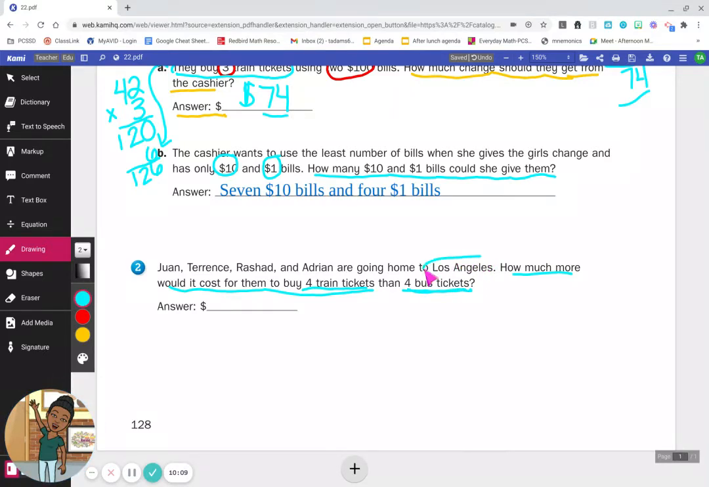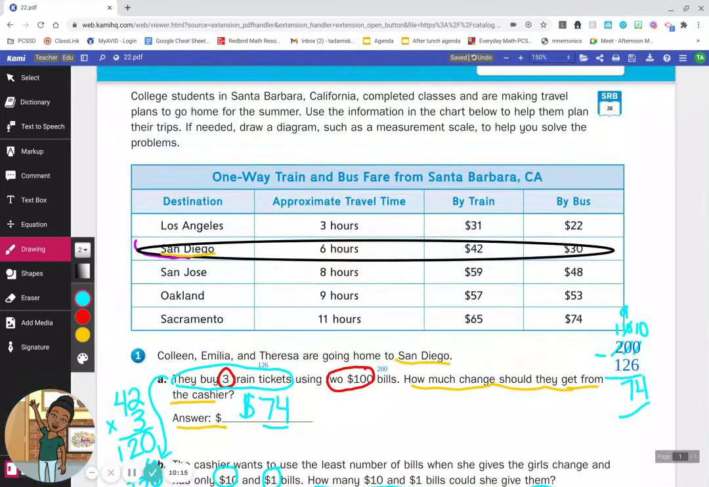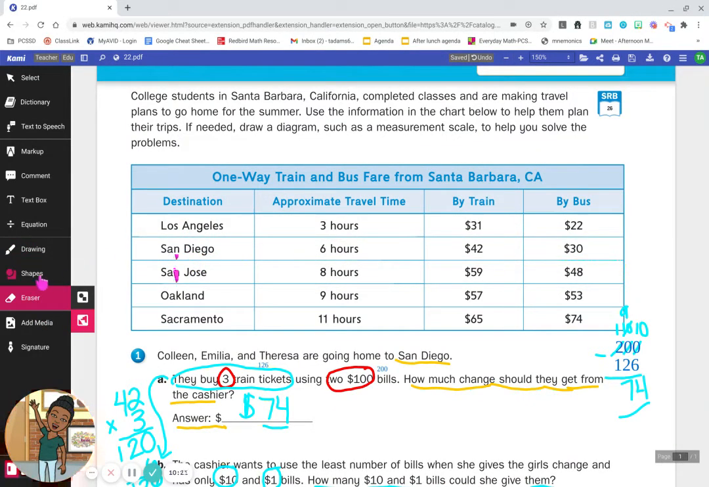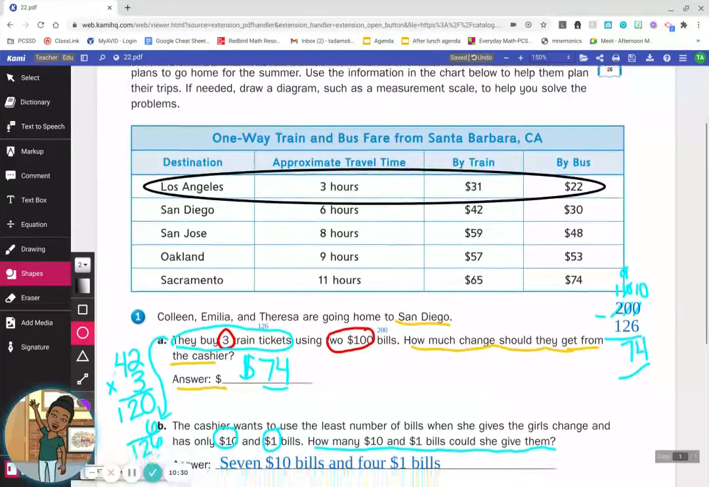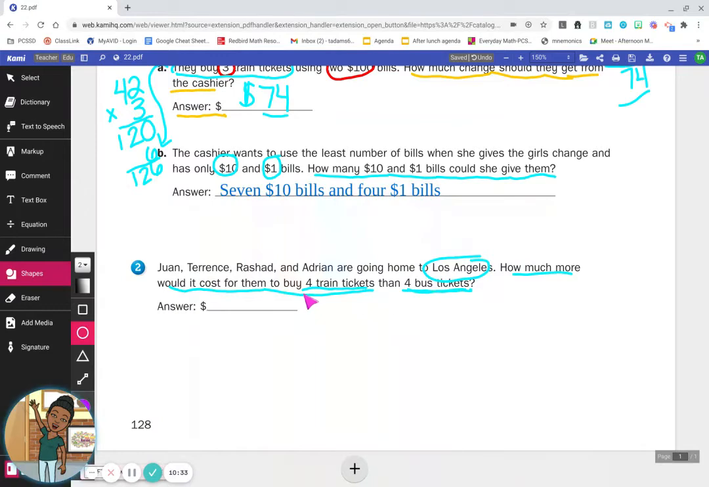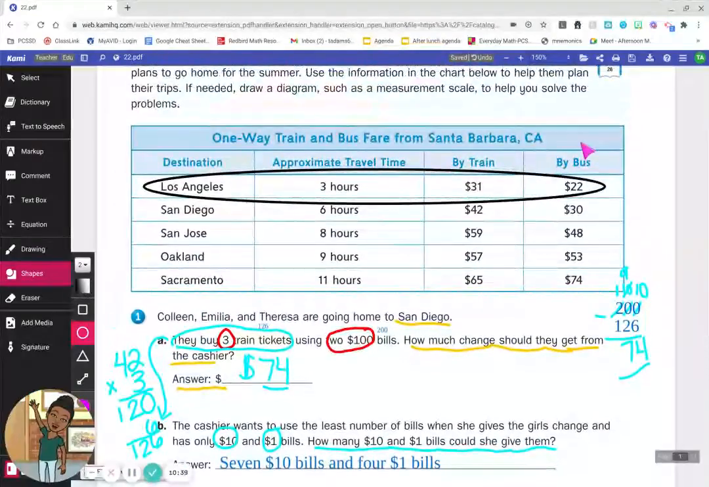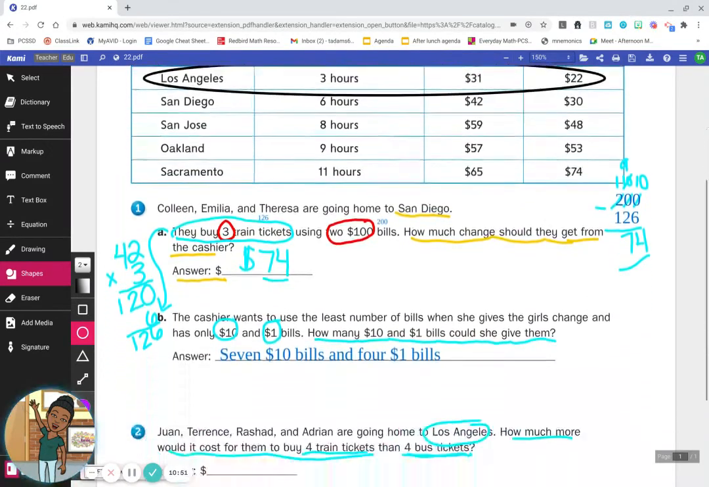To where? Los Angeles. I'm going to go back to my chart here. I am erasing the San Diego information. And now I'm going to draw my circle around Los Angeles because that's where the boys are going. Let's go back and make sure we're getting the appropriate information. We're looking at the cost of 4 train tickets and the cost of 4 bus tickets. 1 train ticket is $31 and 1 bus ticket is $22. Let's break this down and determine the cost of our train tickets first.